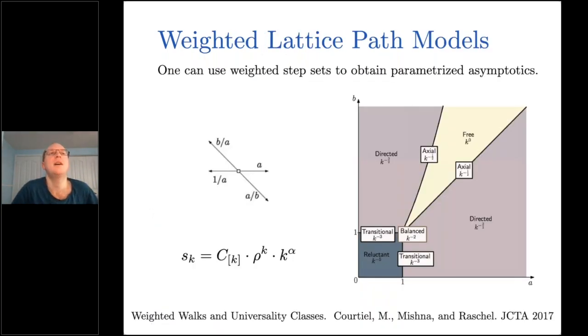You can look at other lattice path models, like walks in a quadrant. You can put weights on your model, and when you vary the weights, you get different kinds of behavior. You can use this to talk about what are called phase transitions in lattice walks, and how the models have different behavior when you put different weights on them.